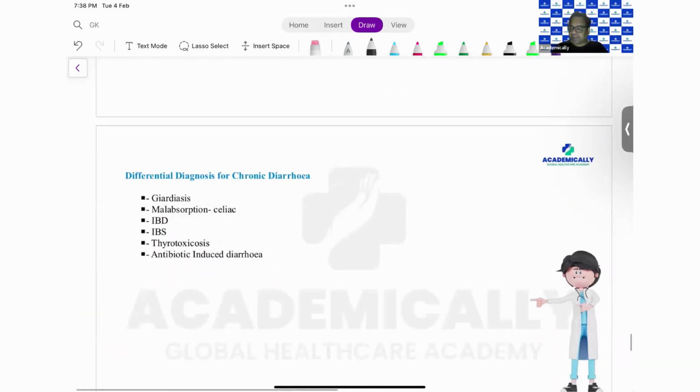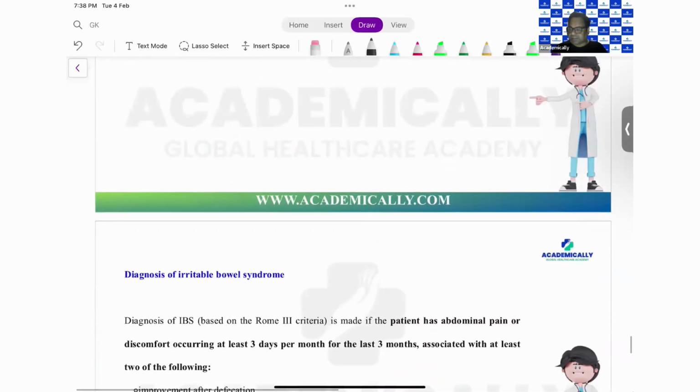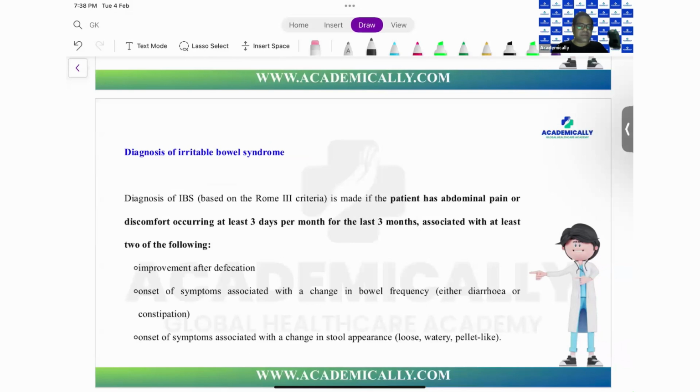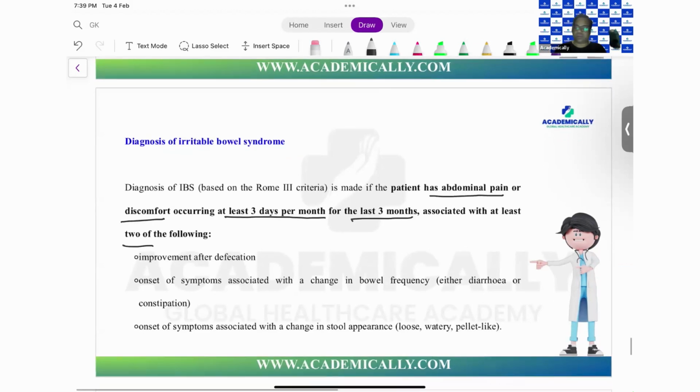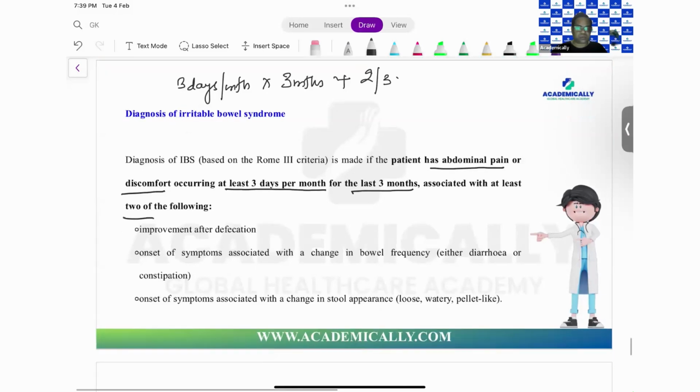Now, let us go to diarrhea. These are the various causes of diarrhea: malabsorption, giardiasis, etc. There is a functional type of diarrhea called irritable bowel syndrome, where the patient has abdominal pain or discomfort occurring at least 3 days per month for the last 3 months, associated with at least two of the following. So 3 days per month for at least 3 months, plus two out of the three. What is the two out of the three?